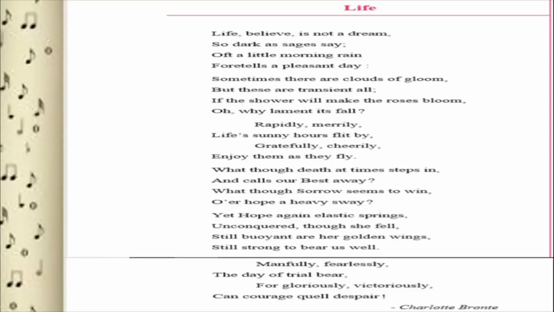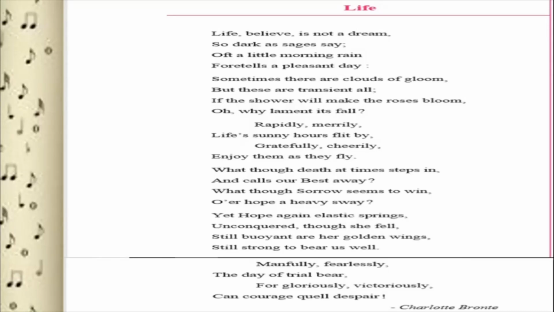So this, children, is our poem, Life. Now I am going to take some time and we will read the poem, and I will try and explain the meaning of the poem to you in short. Okay? Now remember, we are creating condensed lessons.